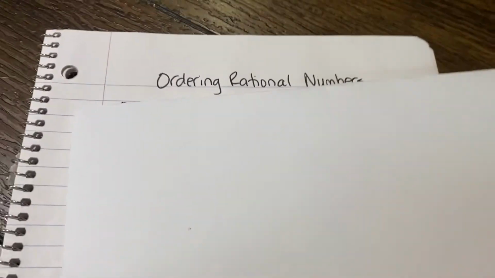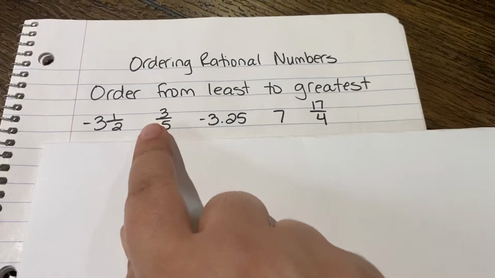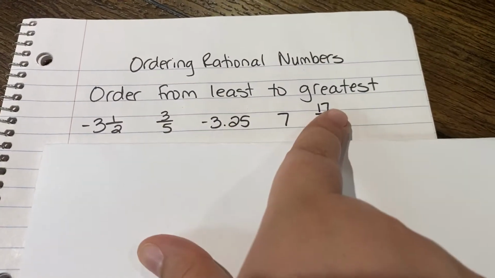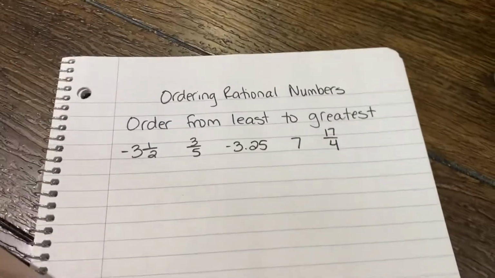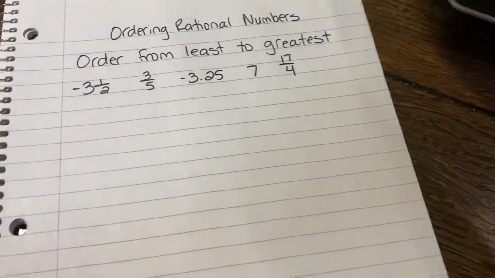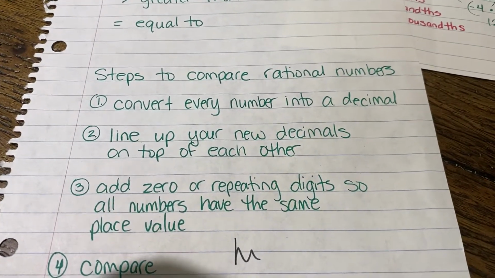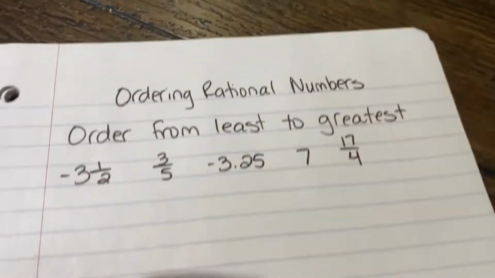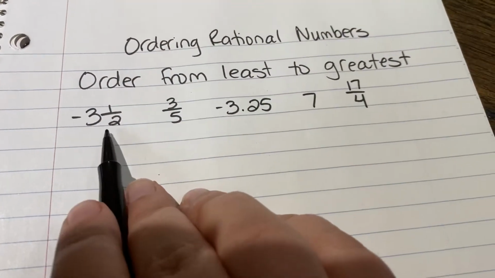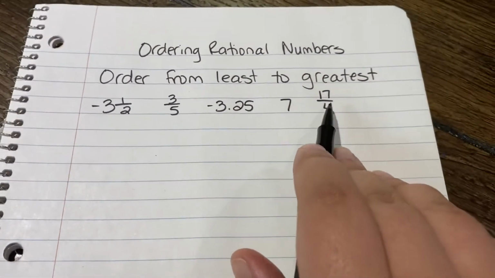So here is our first example. Now, for both of the examples we worked on today, we're going to put them in order from least to greatest, okay? Every single time, least to greatest. So here are my numbers. And just like my steps just said here, step number 1 is going to be to convert every number into a decimal. So you can see here we've got a mixed number, fraction, decimal, whole number, and an improper fraction.